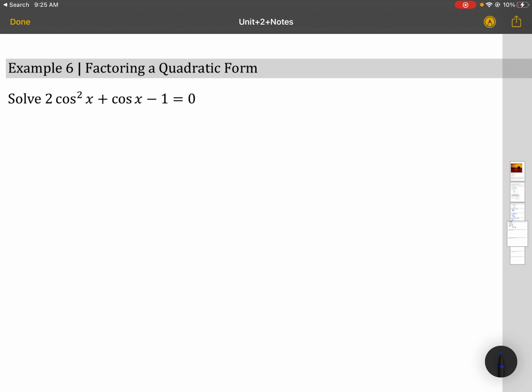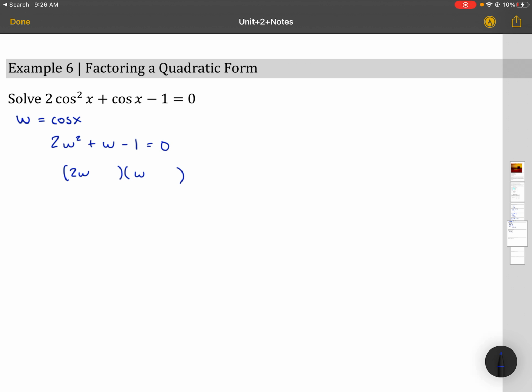Example 6, we are factoring a quadratic form. So imagine we did a substitution for a moment where we say, what letter doesn't look like x? So we'll say like w. So we're going to say w equals cosine x. You don't have to do it this way. I'm showing you a way if the trig functions make you see stuff that's not there. You can use a variable to replace it. So now if we use w as a replacement for cosine x, we would get 2w squared plus w minus 1 equals 0. So now this is something we know how to factor.